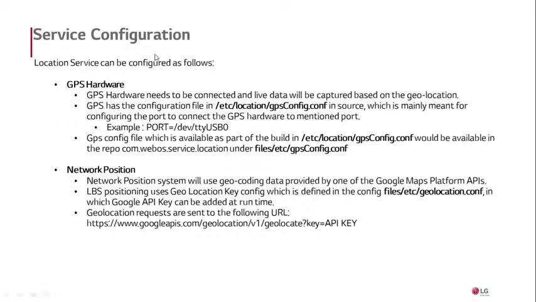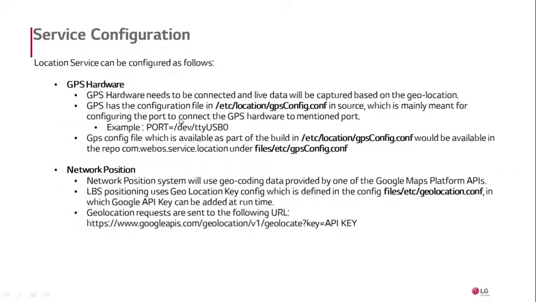So the location service can be configured as follows. This is with respect to the service configuration. So the service configuration is based on again whether we are using the GPS hardware or the network positioning or the LBS. Now, if the GPS hardware needs to be used for the location service, then the GPS hardware needs to be connected and live data will be captured based on the geolocation.